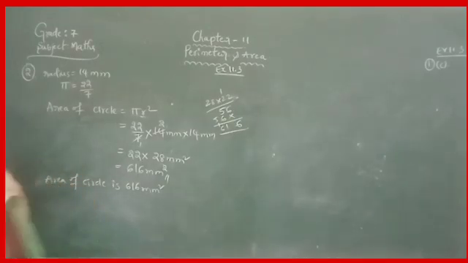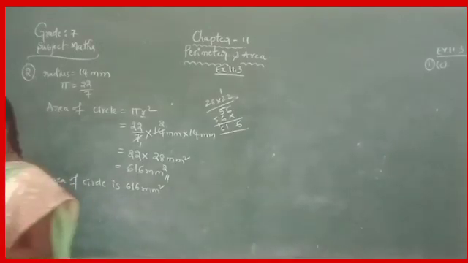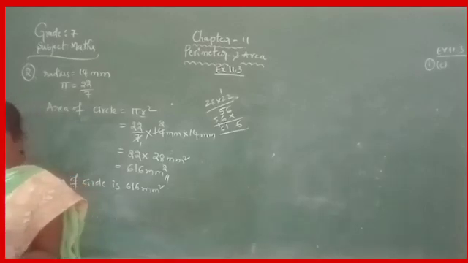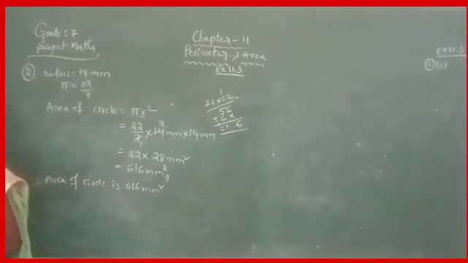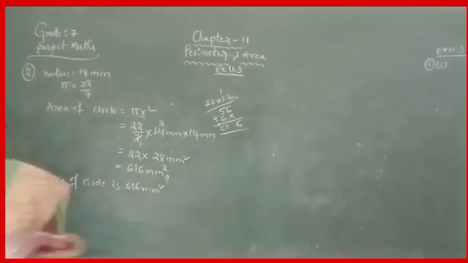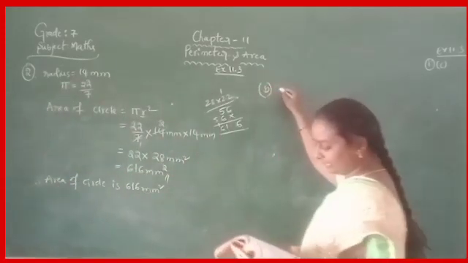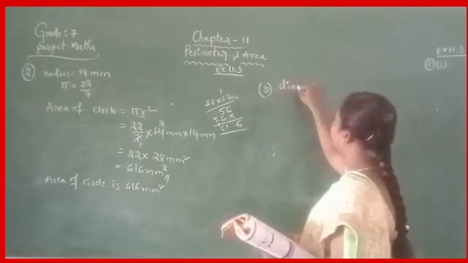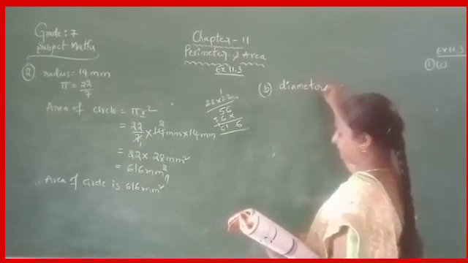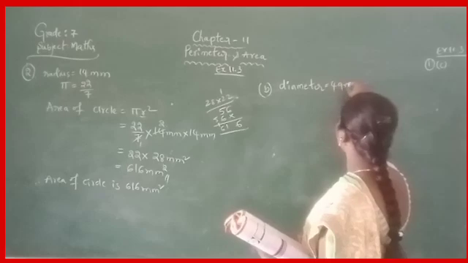Right. So now next, see the B problem. In the B problem, diameter is equal to 49 meters. Here the diameter is given.